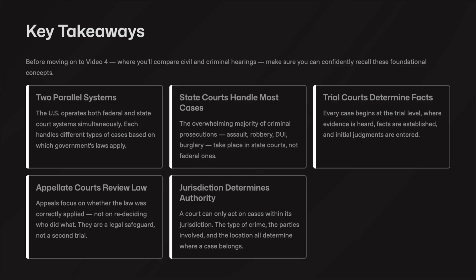If legal errors are alleged, appellate courts review the decisions of trial courts rather than conducting new trials. Finally, jurisdiction determines whether a particular court has the legal authority to hear a case. Understanding the structure of the judiciary provides the foundation for understanding every court proceeding we'll examine throughout this course.